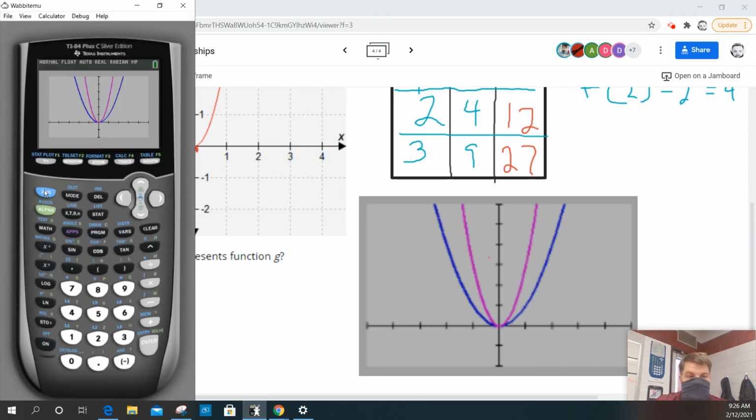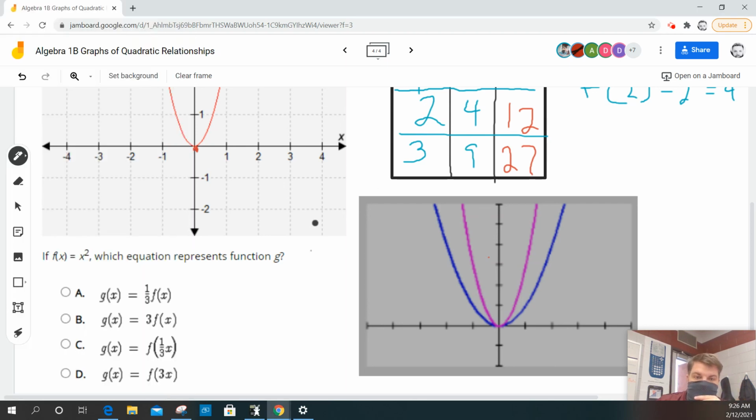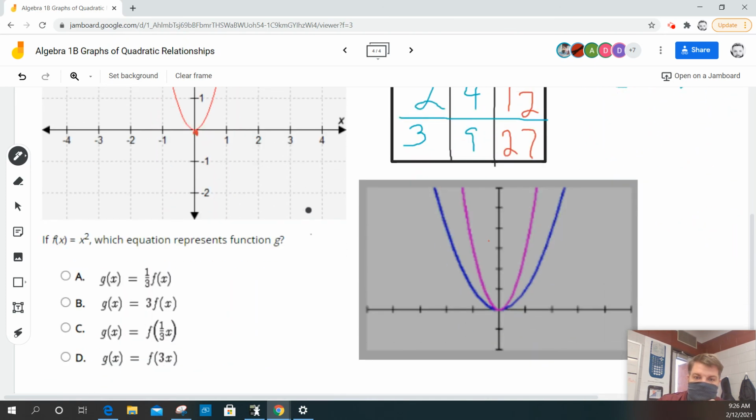Well, if I go to my graphing calculator and I hit second graph, notice that when x equals 1, my first function is equal to 1. My second function, g of x, is equal to 3. If I go down to the next one, my y value is 4, which is f of x, and then my g of x y value is equal to 12. 9 and 27. But you can see clearly that looks just like the graph there on the board. So it's going to be B.